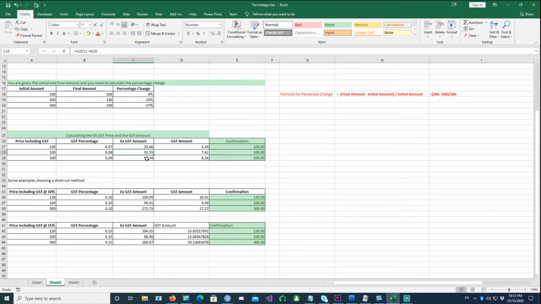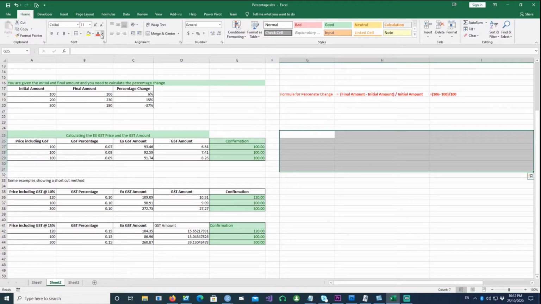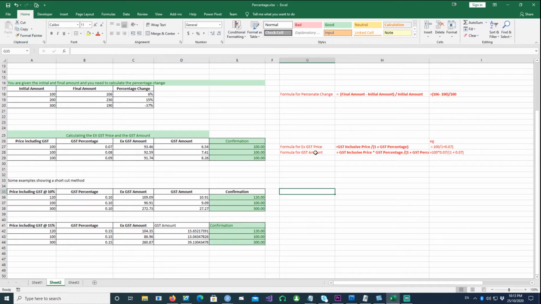And that gives you the ex-GST amount. To calculate the GST amount, you take A27, which is your GST-inclusive amount, multiplied by the tax rate or the GST percentage, divided by 1 plus tax rate. If you look at the formula, it'll become a little clearer. The formula for ex-GST is GST-inclusive price divided by 1 plus GST percentage. That's a practical example of that.